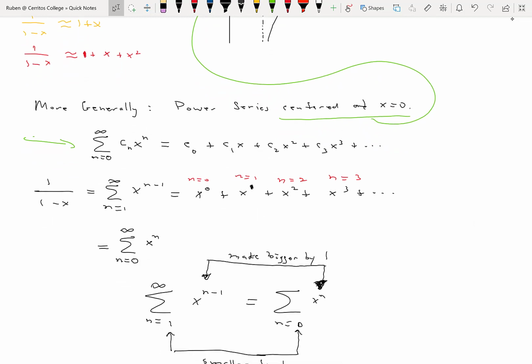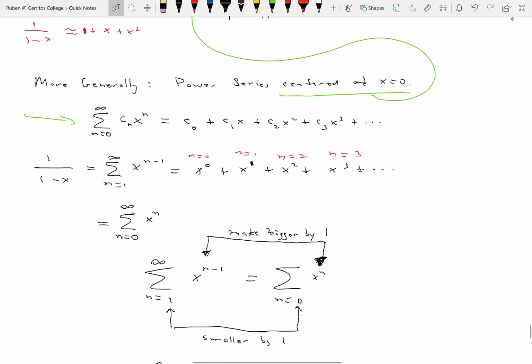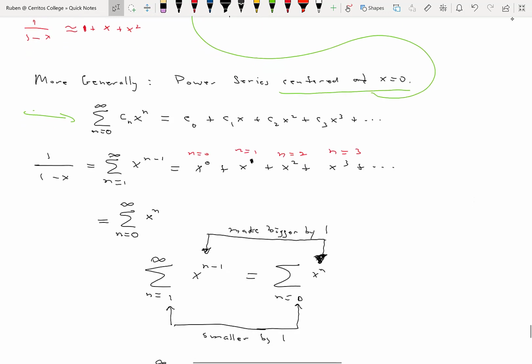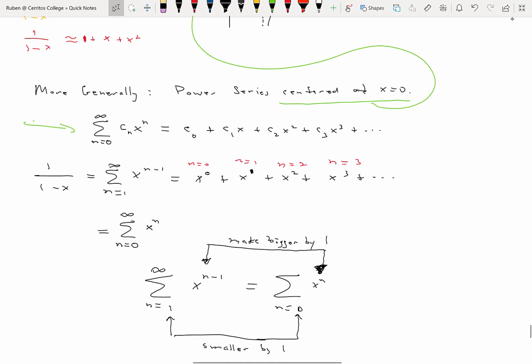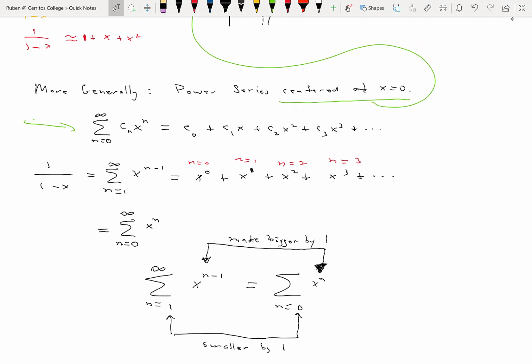Notice that in my original power series, n started at 1 and went to infinity. But it was x to the n minus 1. And I want to replace that with x to the n. So I made n minus 1 bigger by 1. So I start my series smaller by 1. So this is a skill, and it's a very easy one to master, that's going to be very important in section 11.9 to adjust our notation to accommodate our problems.